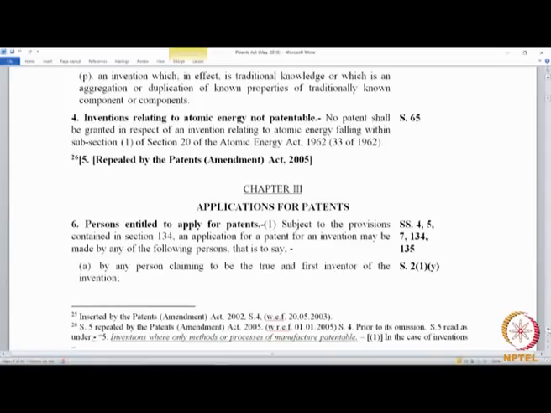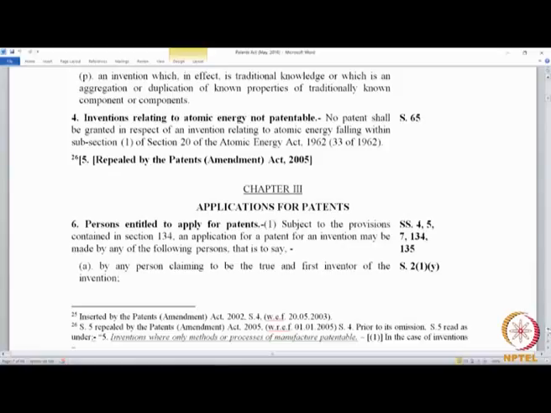Section 65 says that where at any time after the grant of a patent, which means a patent got granted pertaining to atomic energy, the central government is satisfied that the patent is for an invention relating to atomic energy for which no patent can be granted under subsection 1 of section 20 of the Atomic Energy Act 1962, it may direct the controller to revoke the patent. So the central government will ask the controller to revoke the patent, and thereupon the controller, after giving notice to the patentee and every other person whose name has been entered in the register as having an interest in the patent, and after giving them an opportunity of being heard, may revoke the patent.